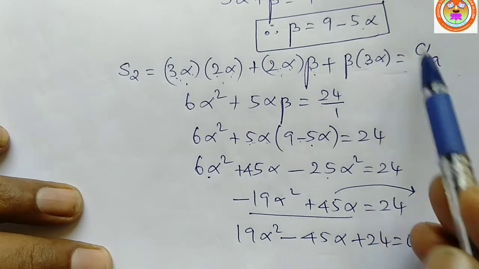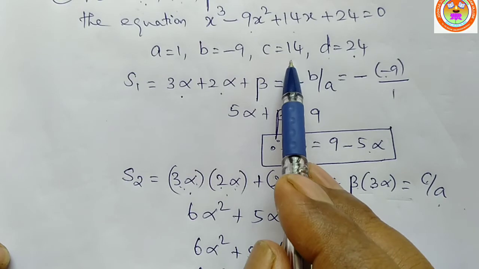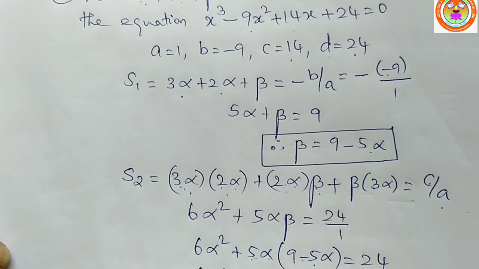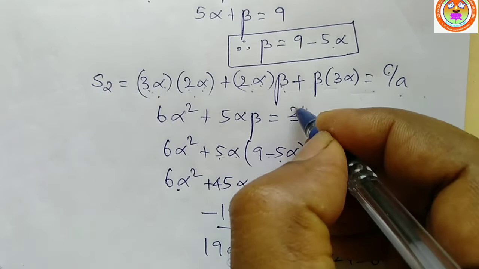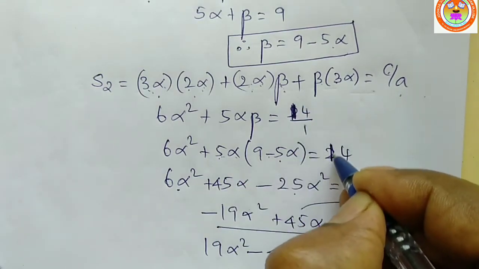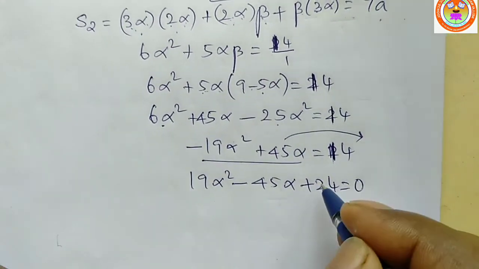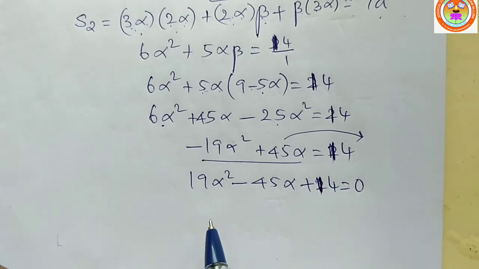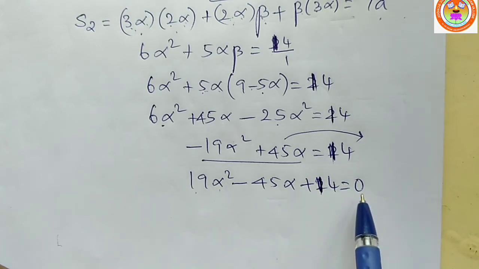Sorry students, we made a small error. C by A. The value of C is 14. Instead of 14, we took this D value 24. Right? So if we apply the value of C as 14, the equation is coming 14. So we got one quadratic equation in alpha. That is 19 alpha square minus 45 alpha plus 14 is equal to 0.